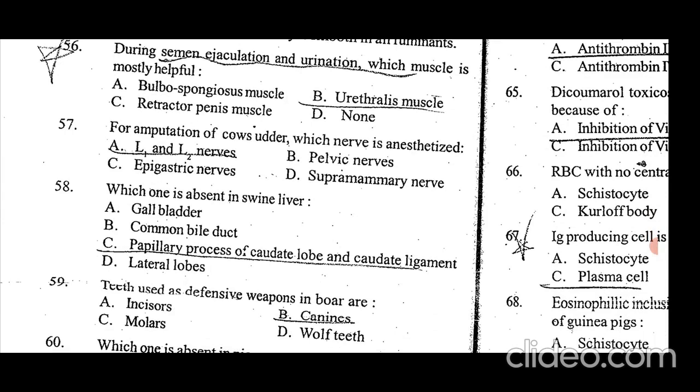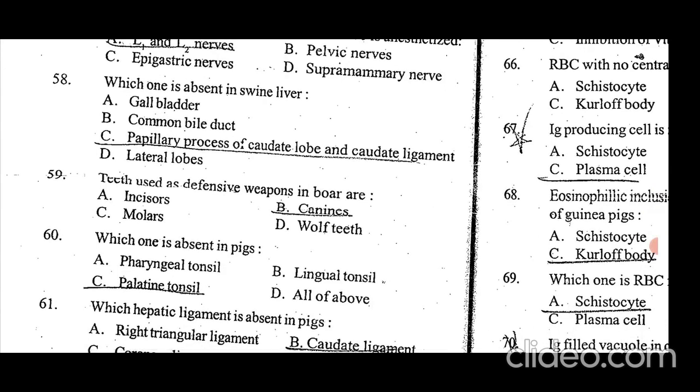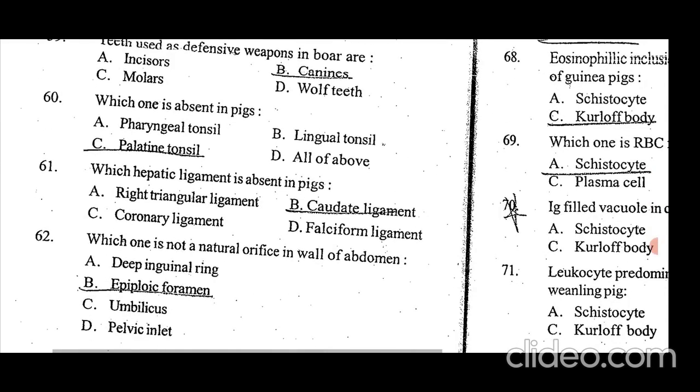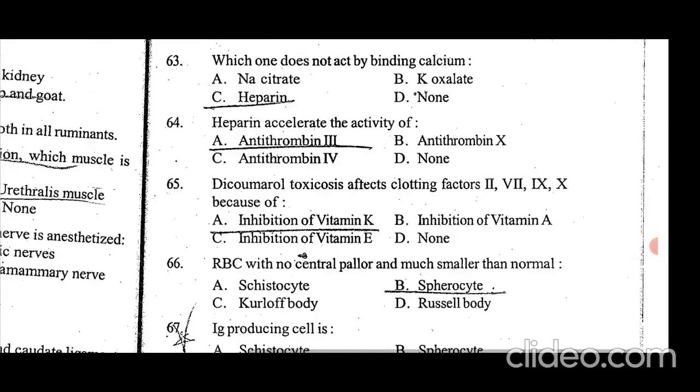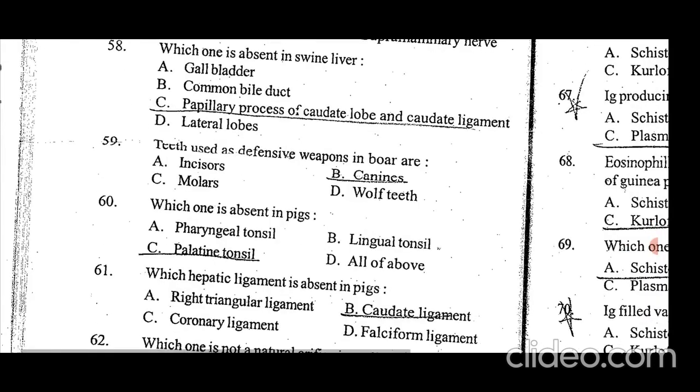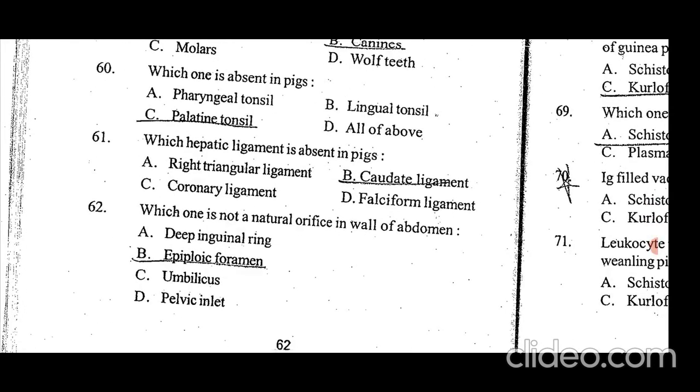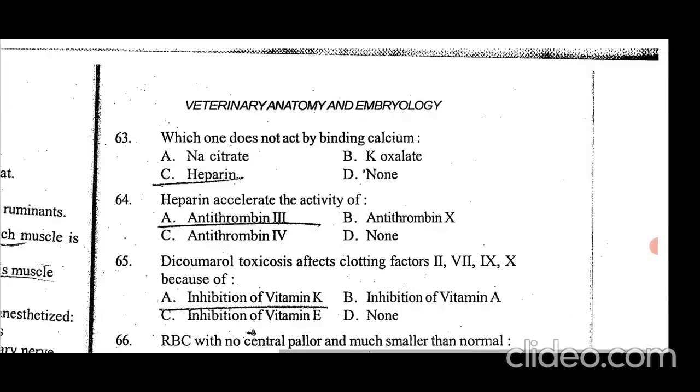Which one is absent in swine liver? Swine liver does not have papillary process of caudate lobe and caudate ligament. Teeth used as defensive weapon in boar are canines, and palatine tonsil is absent in pigs. Caudate ligament is also absent in pigs, and epiploic foramen is not a natural orifice in wall of abdomen.